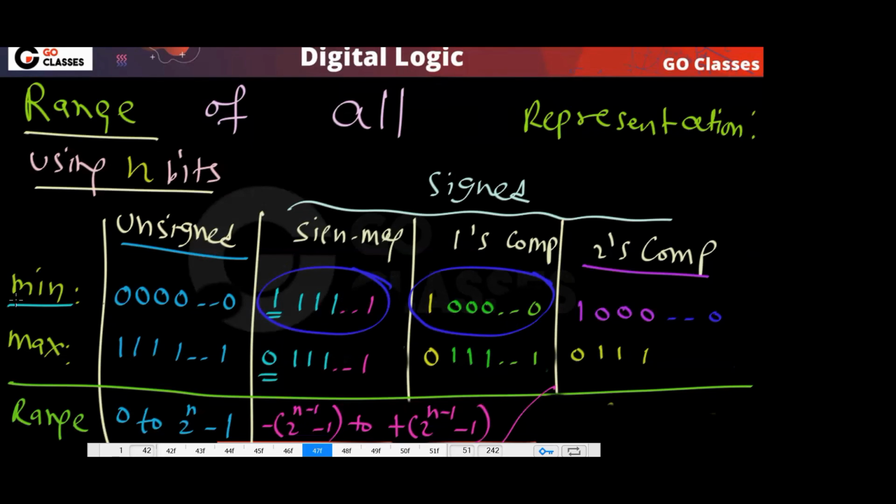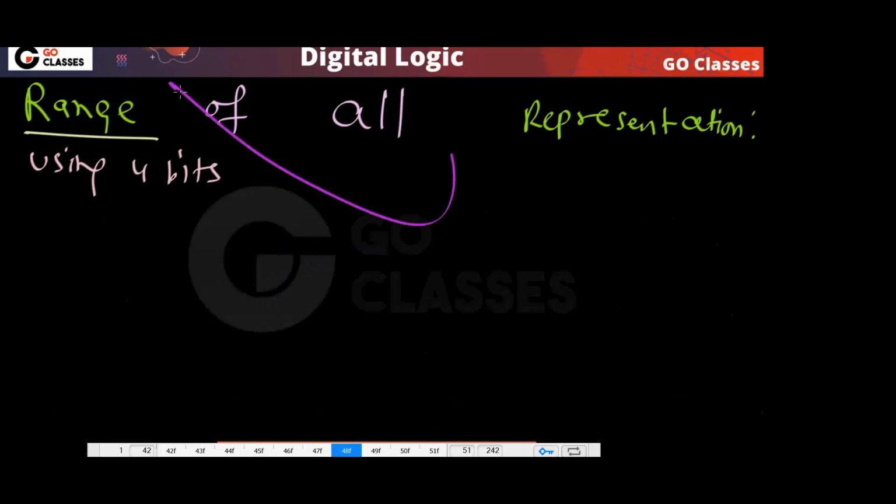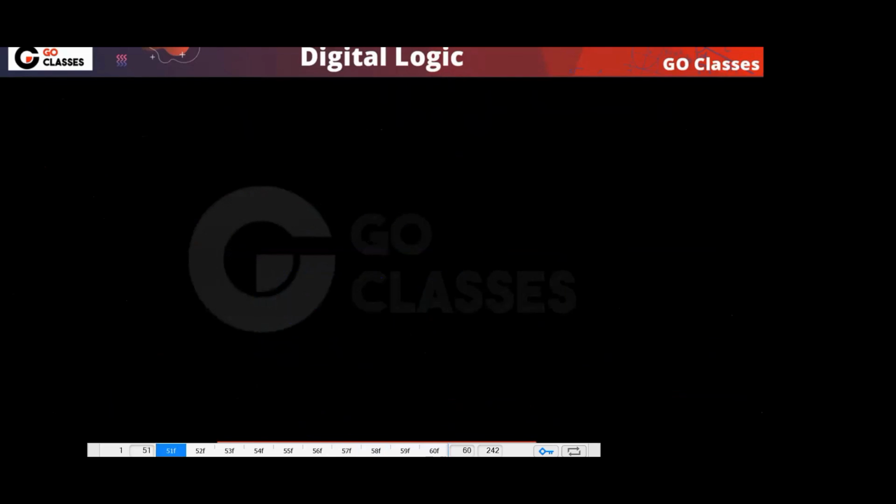And in 2's complement, this is going to give you the minimum and this is going to give you the maximum. So the range will be minus 2 power n minus 1 to plus 2 power n minus 1 minus 1. So this is the complete comparison. I hope this concept is clear. Let me know, does anyone have any doubt in this?